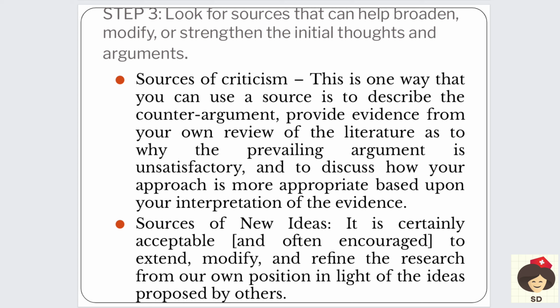when we keep seeing the other person's ideas and other literature, etc., then we will get so many new ideas, so that we can extend, modify, or refine our research study from our own position and in light of the ideas of others. So what is our standard related to the study and what is the idea? Both ideas we can combine and come to a decision on how to modify the research.